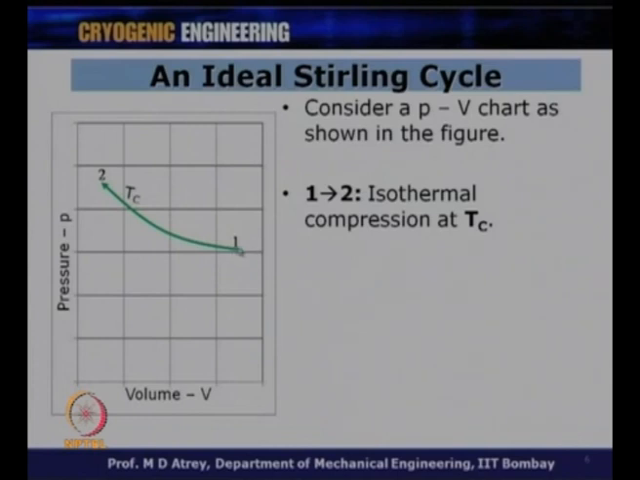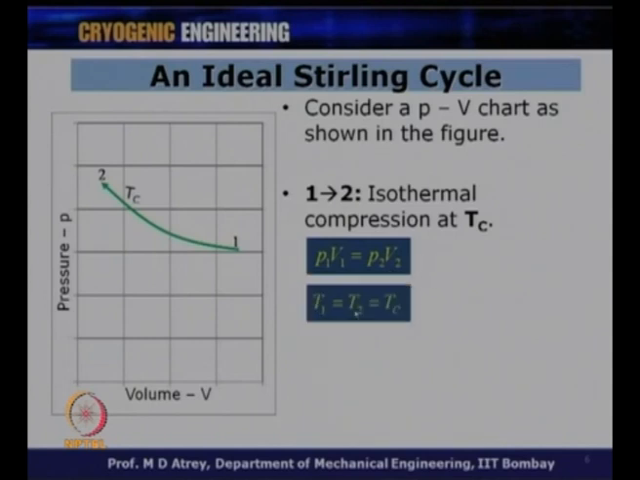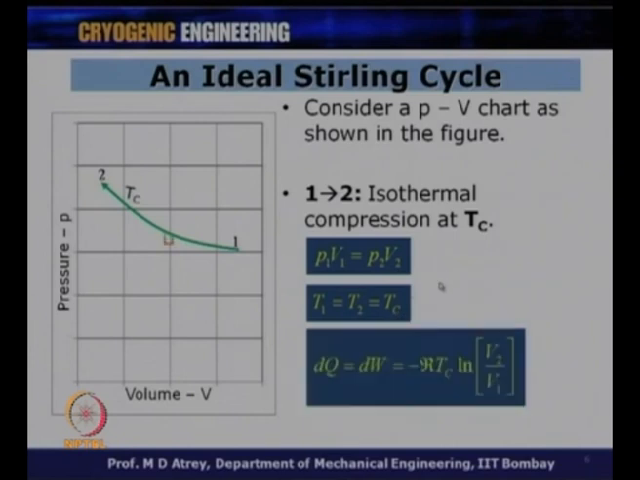So, if I were to write some equations for the 1-2 process, we will have P1 V1 is equal to P2 V2, temperature remaining constant. This is very well known. T1 is equal to T2 is equal to Tc, and the heat transfer is equal to work done. Heat transfer is nothing but Qc during this time, which is equal to minus RTc log V2 upon V1. This is what will happen in isothermal compression at temperature Tc.